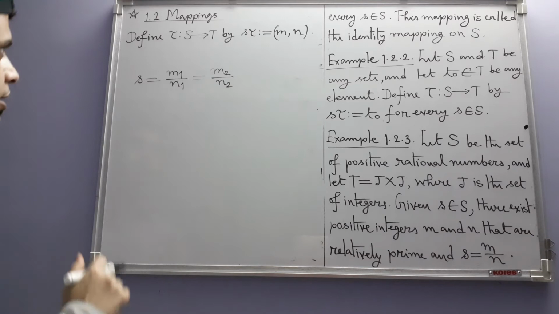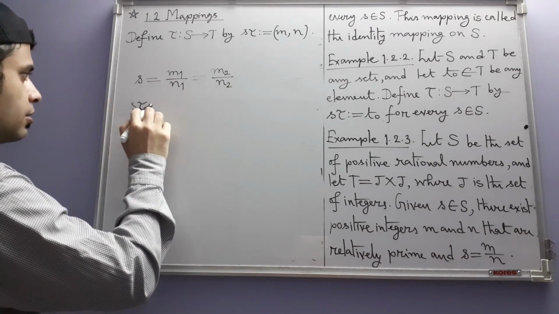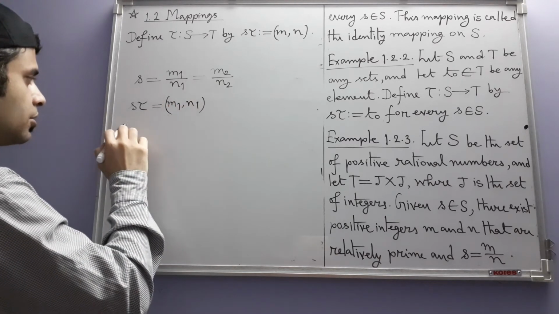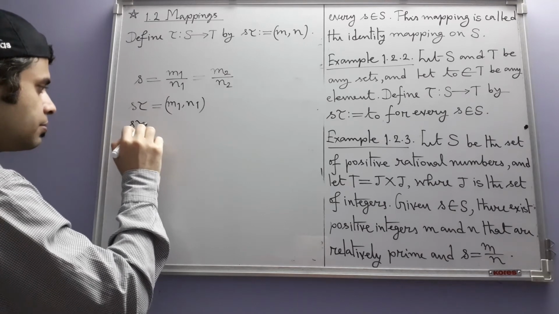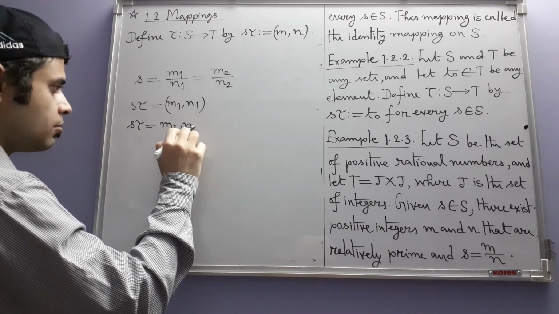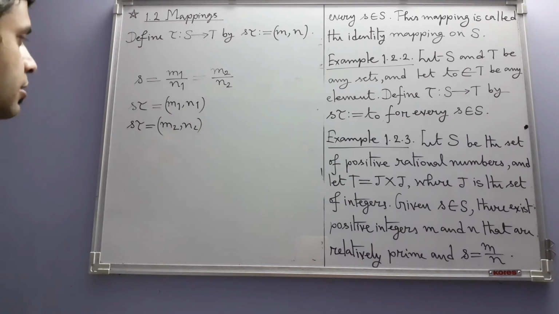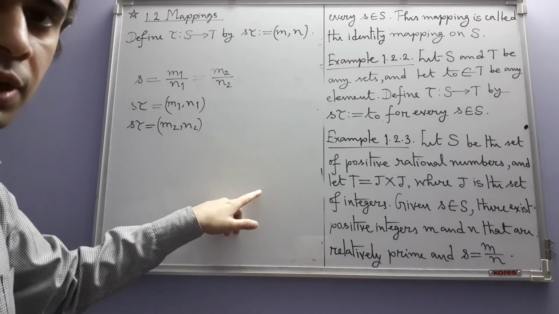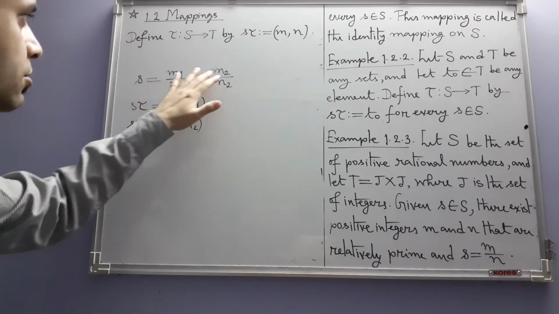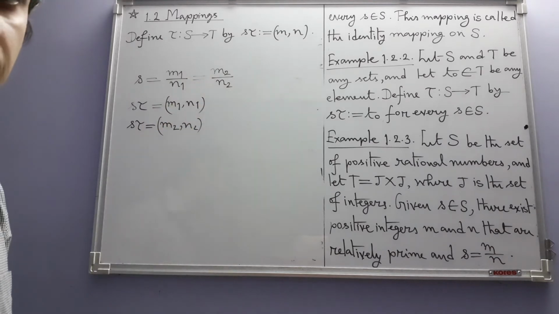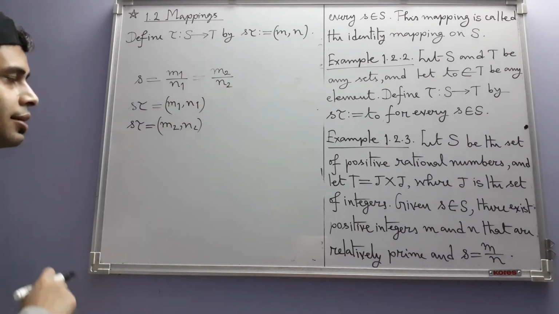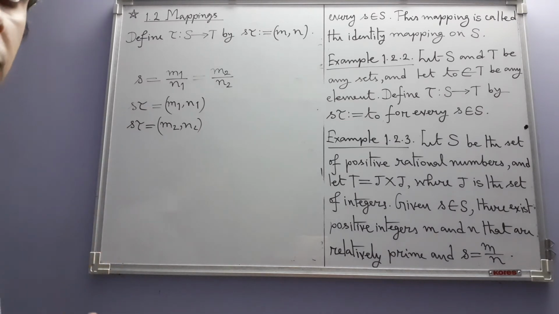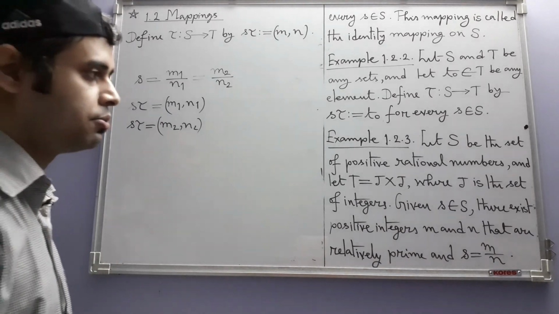If so, then on one hand this will be equal to m1 comma n1. On the other hand, this will also be equal to m2 comma n2. So the fact that each element of the first set has a unique image under the function will be violated if these two things are not identical. So we have to make sure that that is the case. In other words, we have to verify that the function we have defined is well defined, and that's what we are going to do now.